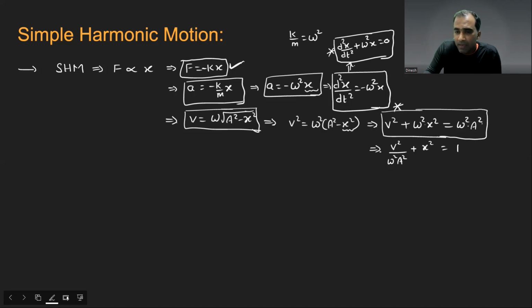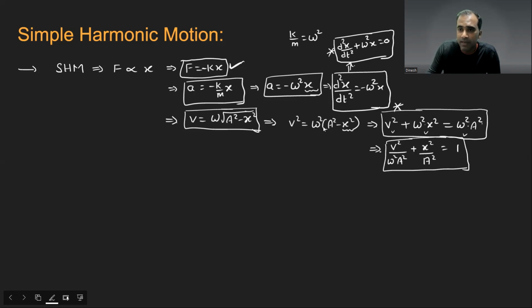Right. I'm dividing every term here with omega square a square. Why I'm dividing, you'll understand. What happens here is omega square x square divided by omega square a square. Omega square gets cancelled. What remains is x square by a square. Does this equation look familiar? No? Yes?